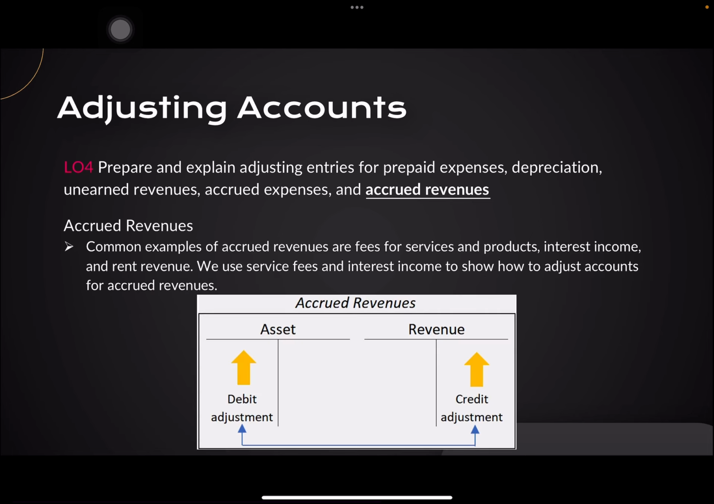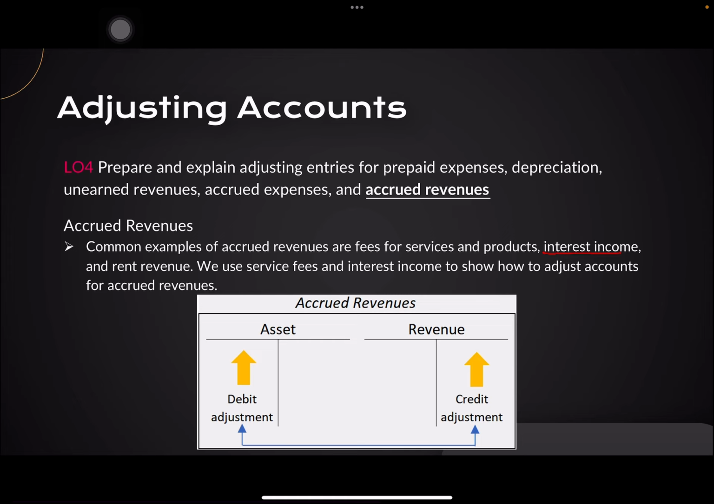So the common types of accrued revenue arise from fees for services and products, interest income, and rent revenue. We use service fees and interest income to show how to adjust accounts for accrued revenues. So in this table below, as you can see, every time you have an accrued revenue, the accounts that will be affected would be your asset account and your revenue account.